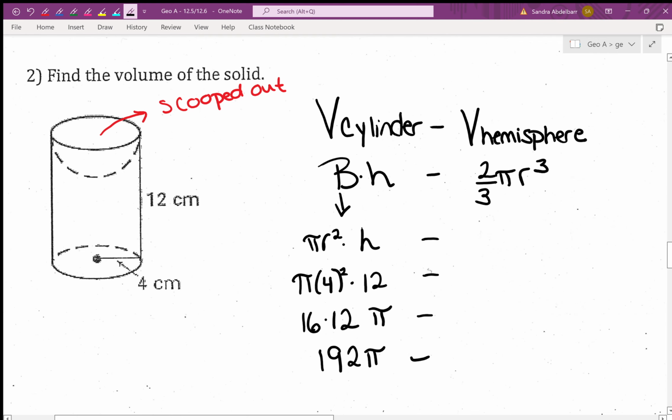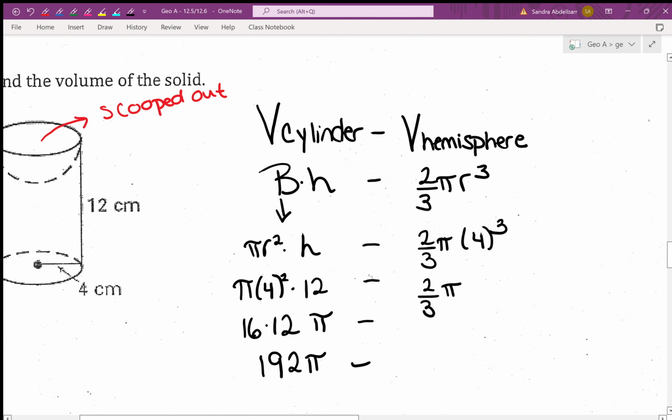All right, so now we have 2/3 pi 4 cubed because the radius on the bottom is the same as the radius on top. So remember, we need to do exponents before we simplify. So 4 cubed is going to be 4 times 4 times 4. 4 times 4 is 16, times 4 is 64. 3 does not go into 64.